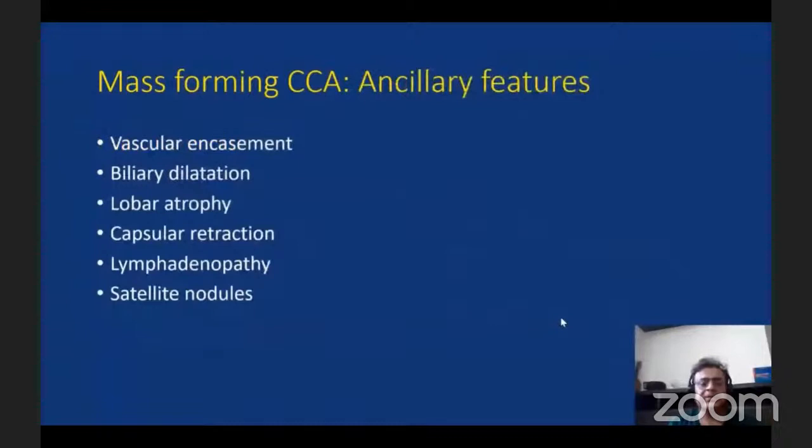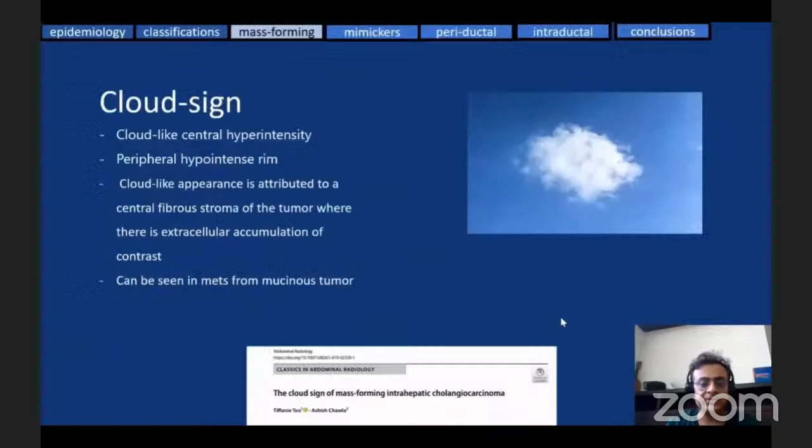As I mentioned, the cholangiocarcinoma tends to encase the portal vein instead of invading as a tumor thrombus. They may be associated with biliary dilatation, lobar atrophy, capsular traction, and some other ancillary features. This is a very interesting sign, the cloud sign. This is seen in patients with cholangiocarcinoma in the hepatobiliary phase. The central area of the tumor is bright in the hepatobiliary phase, and the periphery is hypointense. That is the cloud sign.